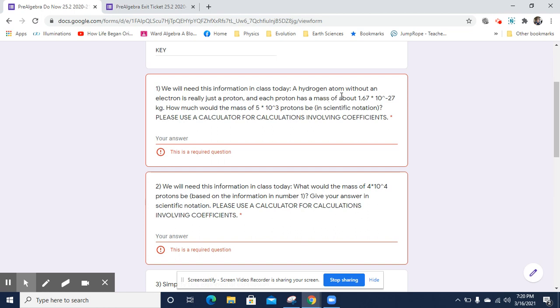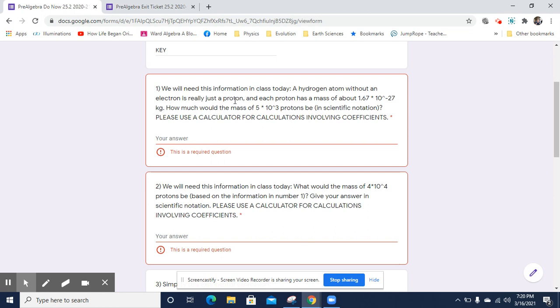We need to find out, first of all, a hydrogen atom really is just a proton when it doesn't have its electron, and really the mass of a proton is pretty close to the mass of a hydrogen atom. As you can see, 1.67 times 10 to the negative 27th kilograms is pretty much what we use for the mass of a hydrogen atom on our last set of do nows and so forth.